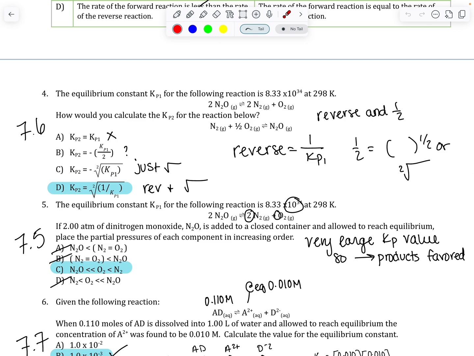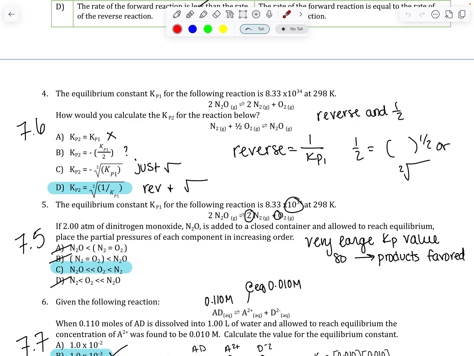So when I look at these 2 reactions, how do I get them to equal each other? I have to reverse it, because this is on this side, and then I have to halve it because there's 2 here and I need 1. So I'm going to reverse and halve. Remember, reversing means I take 1 over that K, and halving it means I take it to the half, which is also square root, right? So when I come over here, it's going to be D.